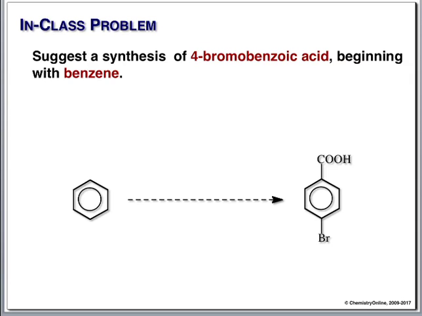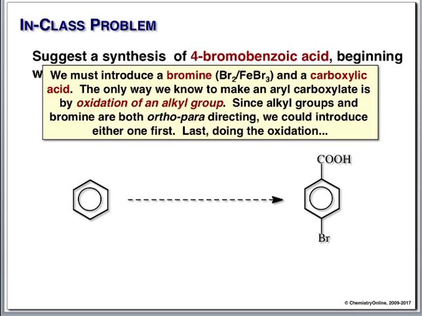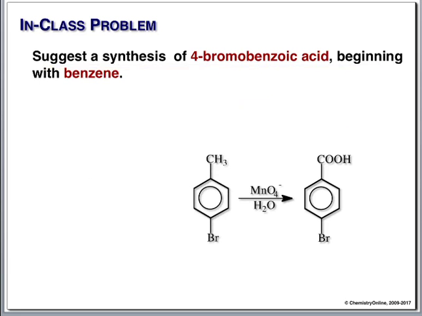We have to introduce a bromine and a carboxylic acid. We know that we can make a carboxylic acid by oxidation of an alkyl group, right? That's permanganate. We've done that. And we know we can introduce a bromine by bromine and ferric bromide. So that's how we're going to put these things on. So this carboxylic acid used to be a methyl. So our last step in this synthesis could have been something like this, where we took 4-bromotoluene and we simply did an oxidation. So that's the last step in our synthesis.